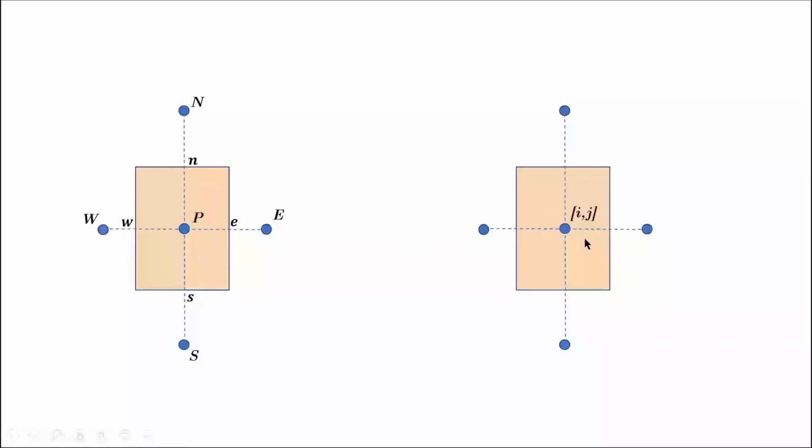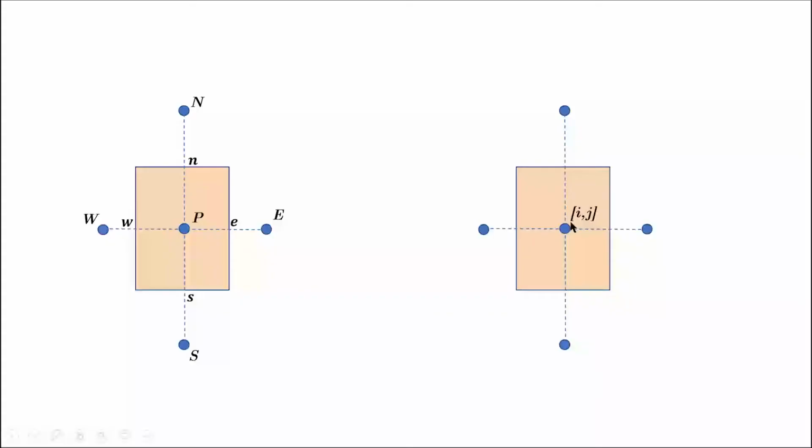So if I take this particular point as I, j, it essentially means that the index of this particular point in terms of row is I and in terms of column is j. Hopefully you can convince yourself that this is the address of that particular point that we were previously referring to as P.